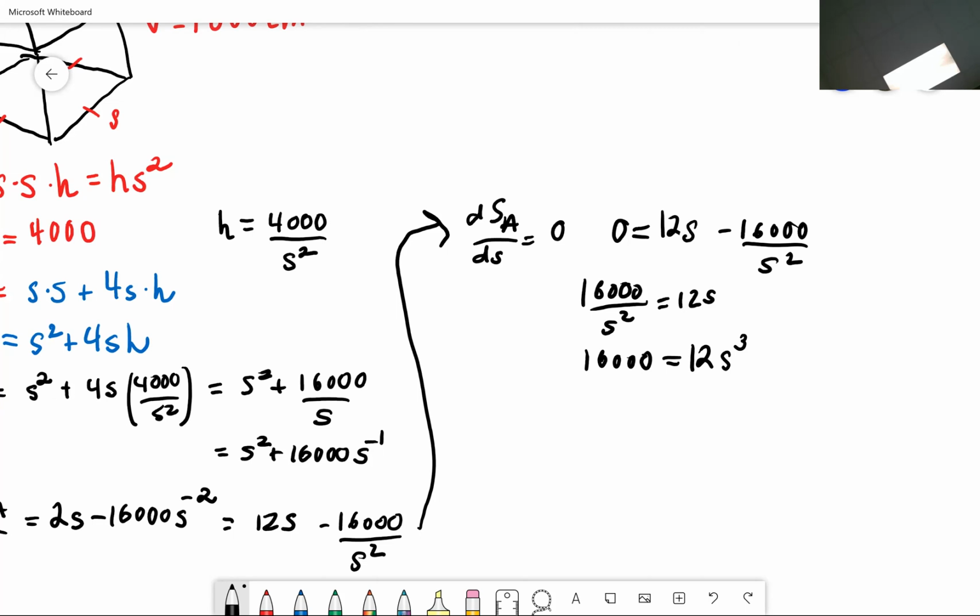16,000 divided by 12. So I could just write 16,000 divided by 12 equals s to the third, right? I think that reduces nicely, doesn't it? 16,000 divided by 4 is 4,000. So this is 4,000 divided by 3 equals s to the third. So s must equal the third root of 4,000 divided by 3. And it has to be the third root.